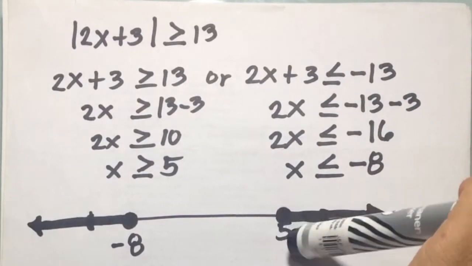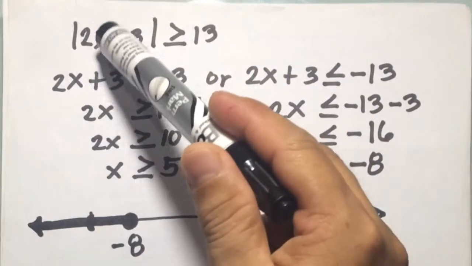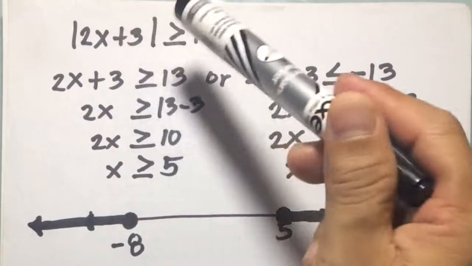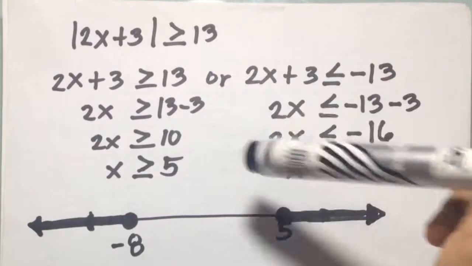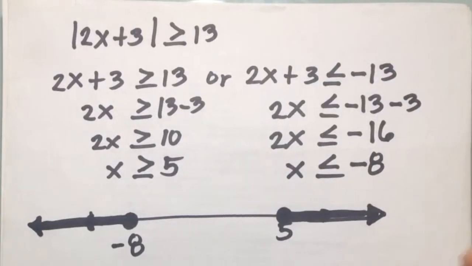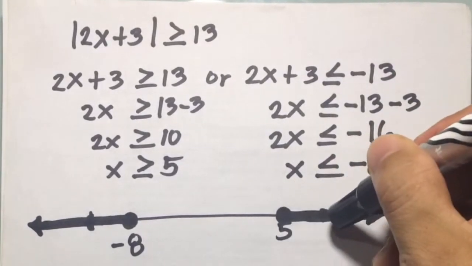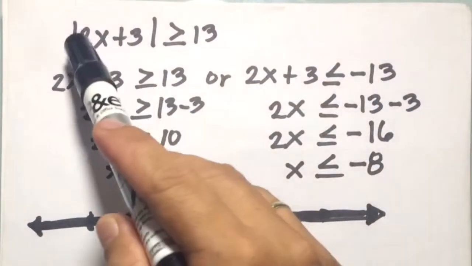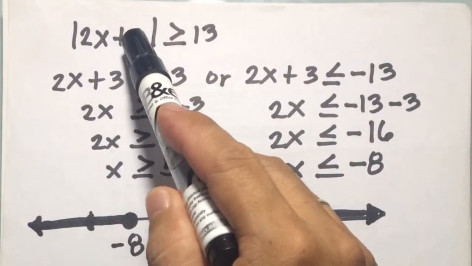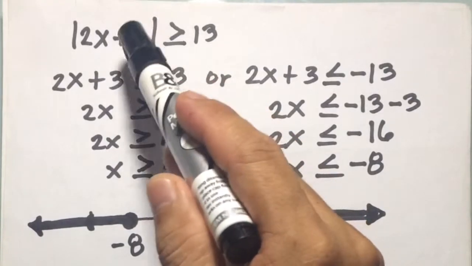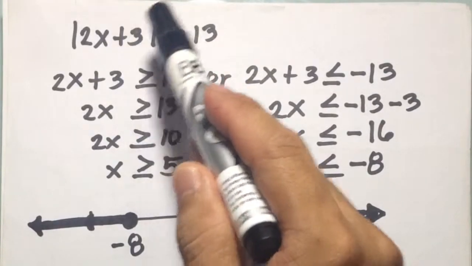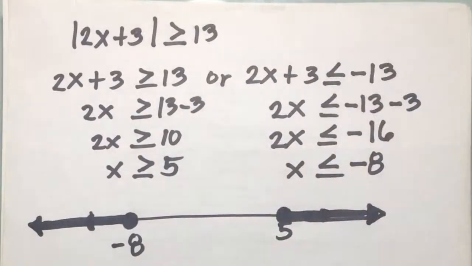Now, if x is 5 here, 2 times 5 is 10 plus 3, that will be 13. The absolute value of 13 is equal to 13, so correct. Then a value of x that is greater than 5 will be, let's have 6. So 2 times 6 is 12 plus 3 is 15. And the absolute value of 15 is 15. And 15 is greater than 13.